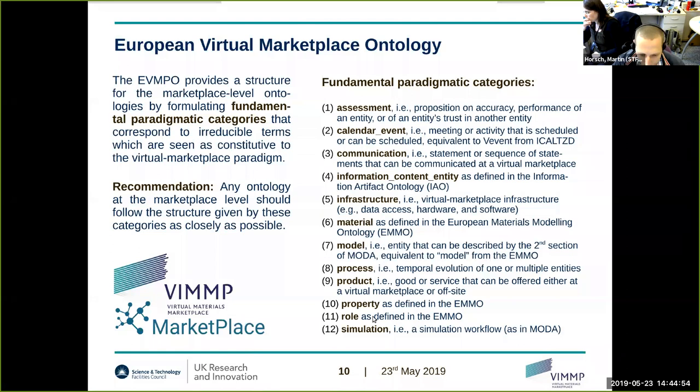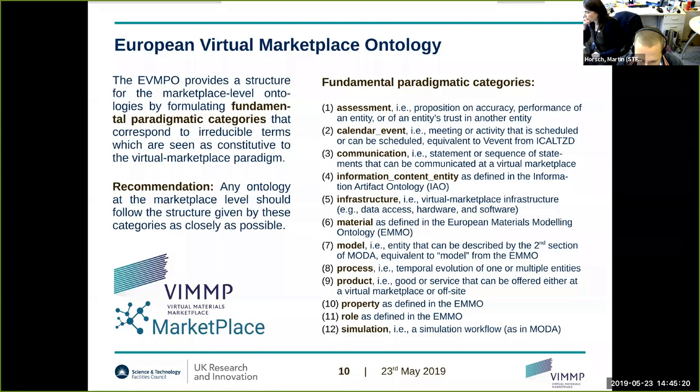And the common upper classes would be very abstract, something like entity. So in this sense, they're irreducible. That's why they're fundamental. And we call them paradigmatic because these concepts are crucial to the paradigm of what a virtual marketplace in materials modeling is. So we came up with those 12 concepts. We came up with a common definition.